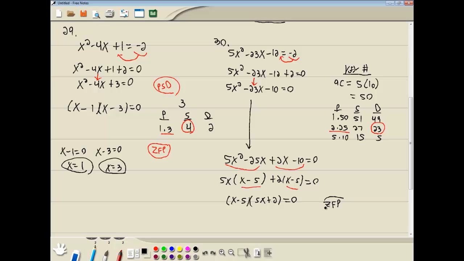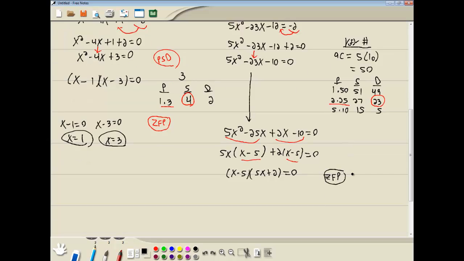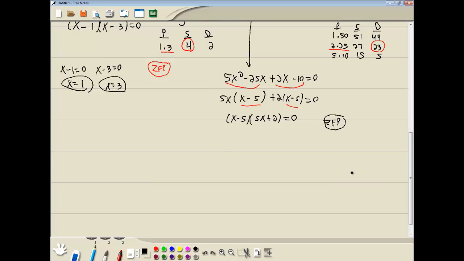And now we're ready for the zero factor property. Zero factor property: you get 0 on one side, you factor the other side, you set each factor equal to 0. So I'll set x minus 5 equal to 0, and I'll set 5x plus 2 equal to 0. Now this one, take the negative 5 to the right side, becomes a positive 5, and that's our answer. Here I'll take the 2 over, it becomes a negative 2, and then divide both sides by 5. And we get x is equal to negative 2/5. And those are our answers.